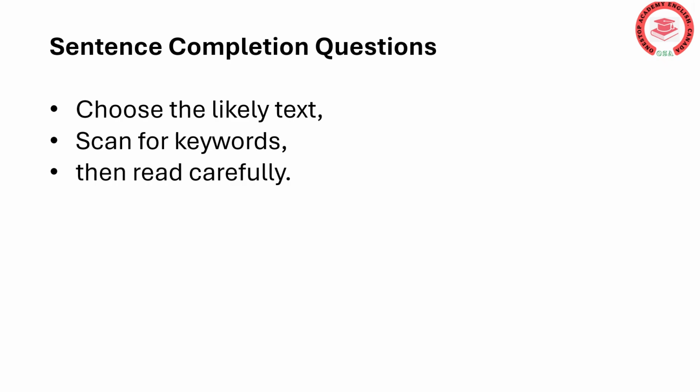Sentence completion questions follow the same method. Choose the likely text, scan for keywords, then read carefully. But there is one extra rule. Your completed sentence must make grammatical sense. For example, if the answer requires a number plus a noun, include both. Always check whether your answer sounds complete and natural.